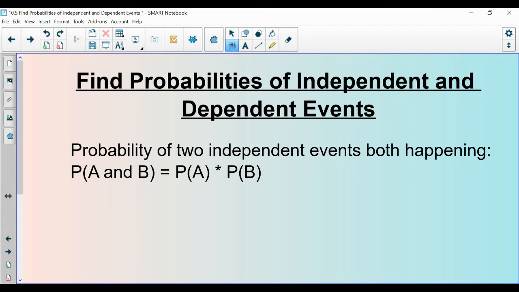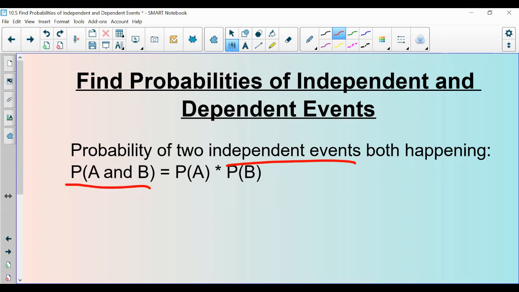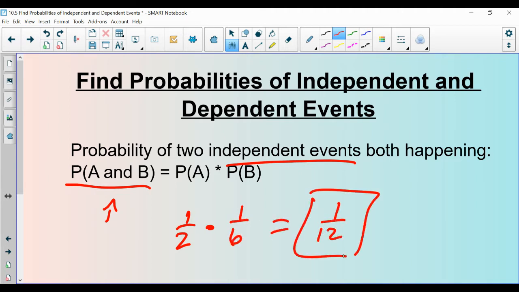If we are dealing with independent events, and you want to know the probability of both events happening, that would be the probability of A and B. So if A was flipping a coin and getting heads, and event B was rolling a dice and rolling a 2, the probability that A happens and B happens would be whatever the probability of A is, 1/2, times the probability of B, which is 1 out of 6. You would just multiply those and you would get 1 out of 12.